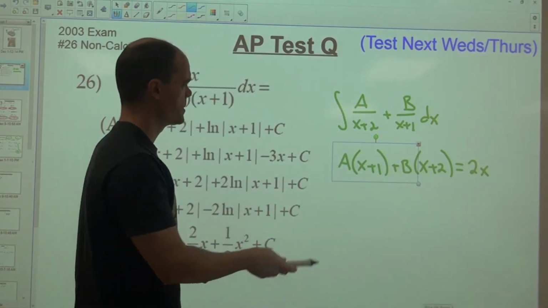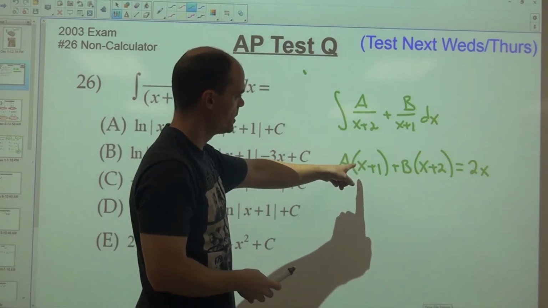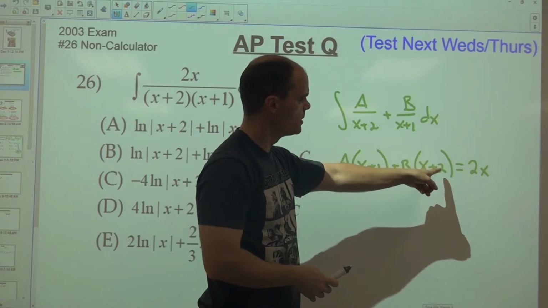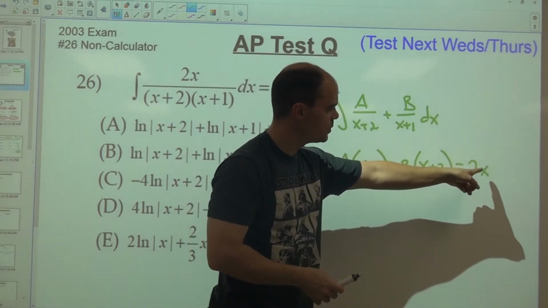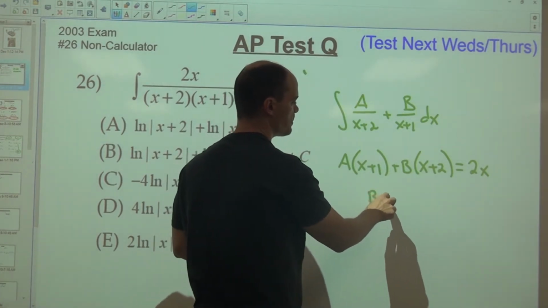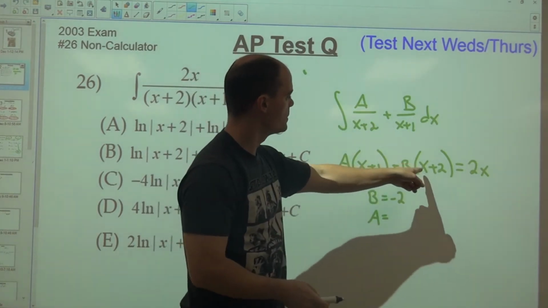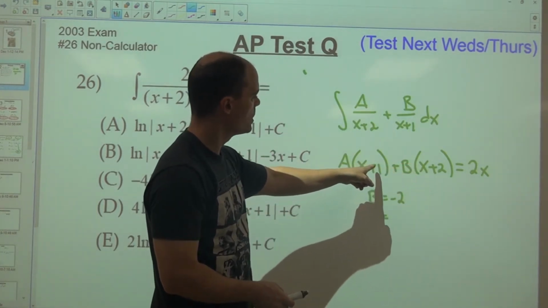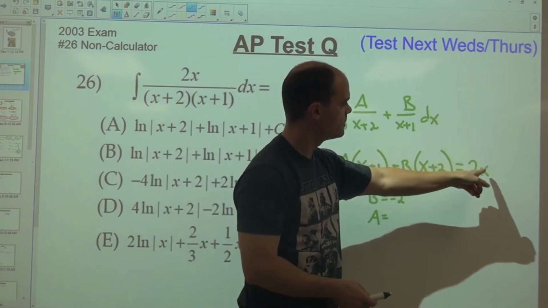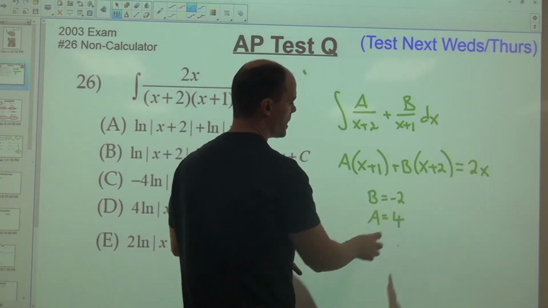And then you guys can do this stuff in your head. I have no problem at all. So I know I'm going to plug in -1 here in order to solve for b. -1 plus 2 is going to give me 1. This is going to be -2. When I divide by 1, b will equal -2. And I'll do the same thing for a. Plug in -2 here. -2 plus 1 is -1. -2 times 2 is -4. Divided by -1, I get a +4.